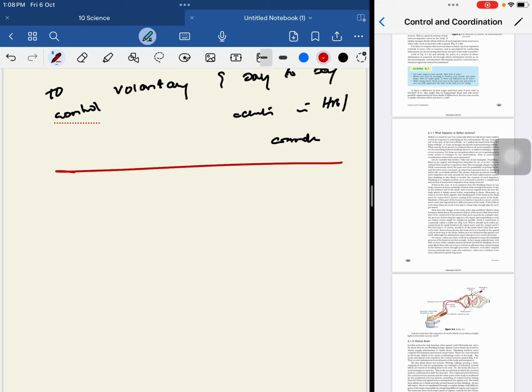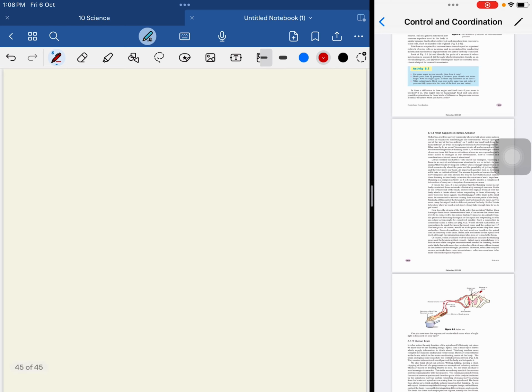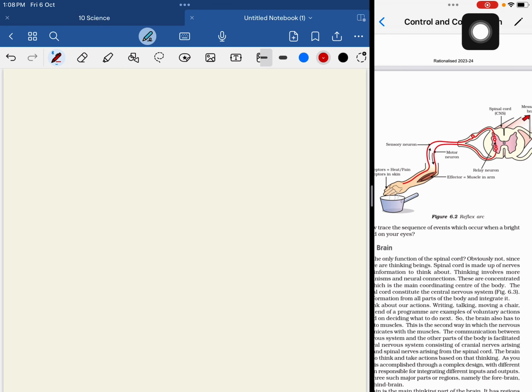The first part is the receptor. I have already told you about the receptor. The second part is the afferent or sensory input. The third part is the spinal cord. And the fourth part is the efferent or motor output. Motor output. So we will come with a diagram and I will explain it clearly.